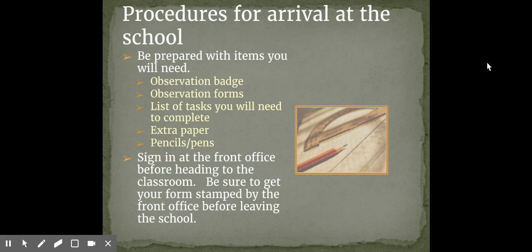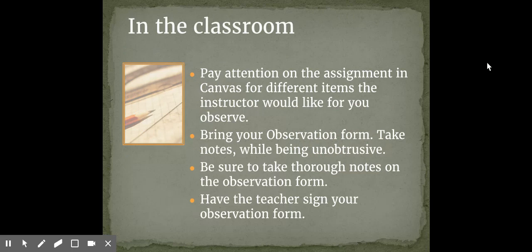The procedures for arrival at the school. Be prepared with some items. You'll need your badge for sure that they provide you, an observation form from the course, and a list of tasks that you'll need to complete. Again, that'll be provided on each assignment. Make sure you bring some extra pencils, pens, and paper so that you have more places where you can take your notes. Sign in at the front office before heading into the classroom. That's a must. And then be sure when you leave, you get your form stamped by the front office and your form signed by the teacher.